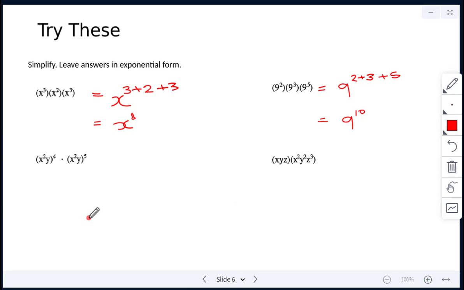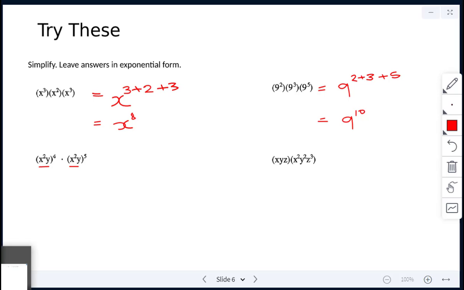All right, so let's take a look at this next example. We have x squared y and x squared y there as well. So our base for both is x squared y. Again, they are being multiplied together, so we can add our exponents. So I'll let you guys try that.